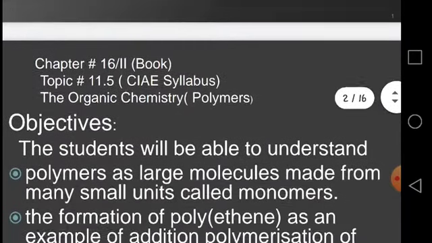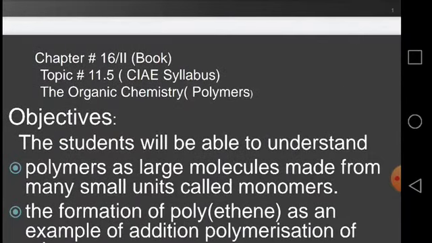Today's focus will be on your chapter number 16 part 2 from your book and topic number 11.5 according to the CIE syllabus, and the topic is organic chemistry and basically the polymers.